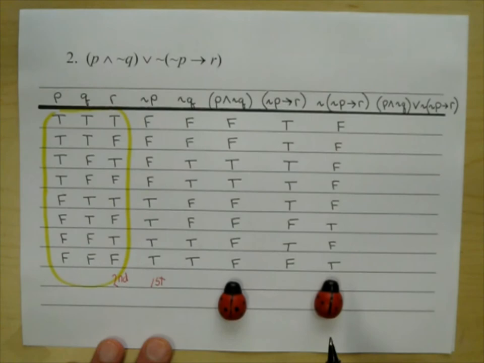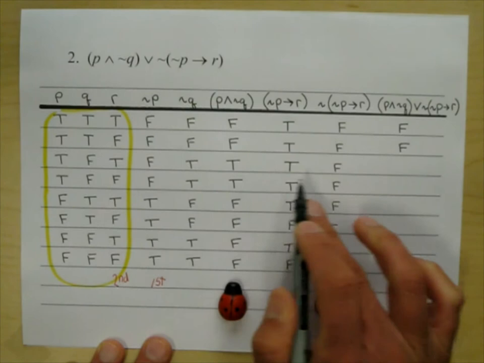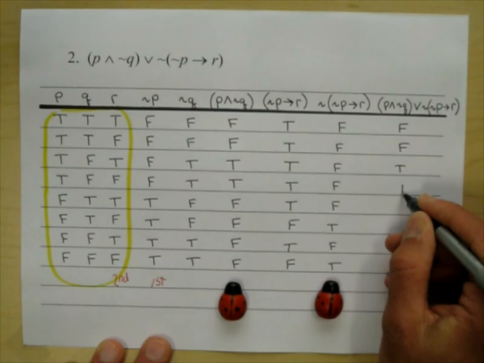False or false is false. False or false is false. True or false, true. True or false, true. False or false.